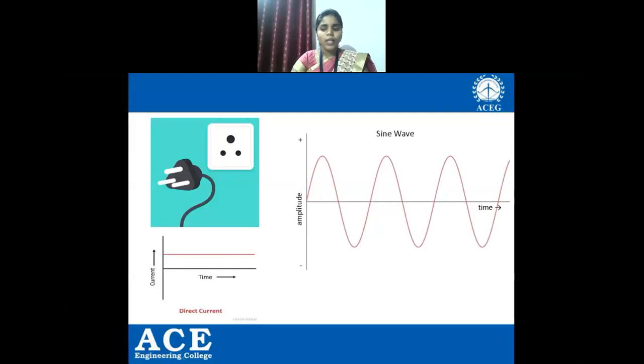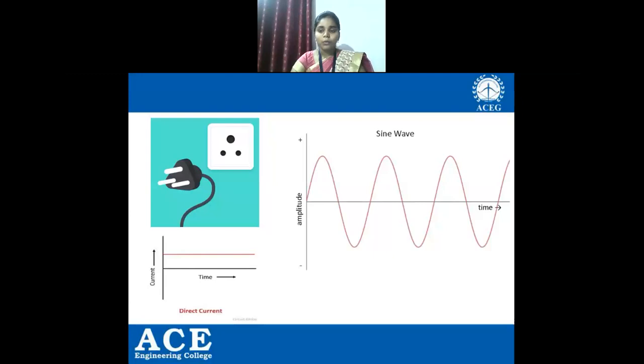Now, what type of signal does our laptop or our PC or our mobile phone require? It requires a DC current. What is a DC current? Here, if you see in the diagram, over a period of time our current is not varying, which is constant. This is what? Direct current. This is the current which is required by our laptops, mobile phones, chargers and other electronic gadgets. Right.